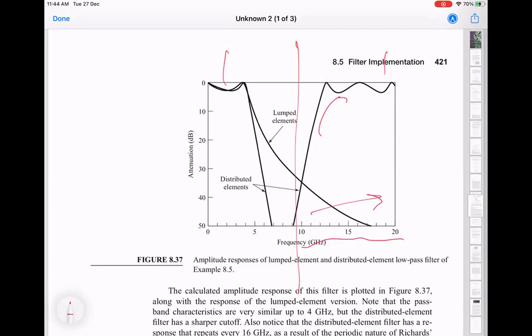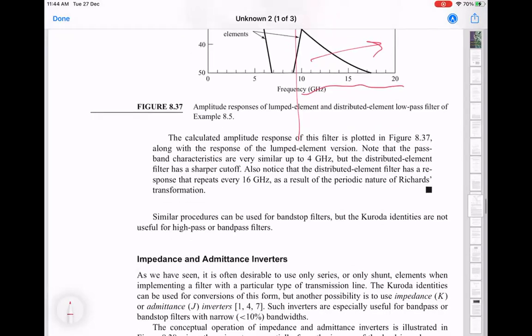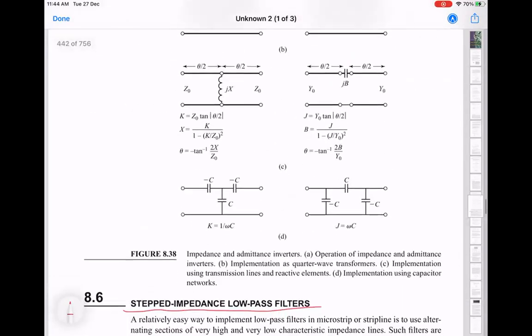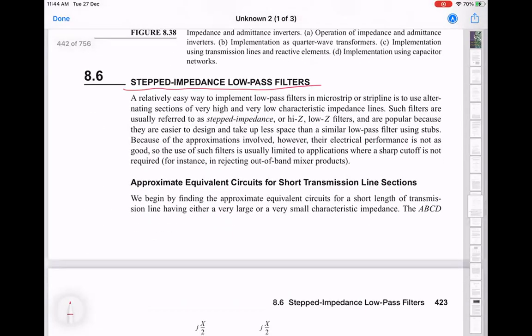But you could, for example, cascade filters having different cutoff frequencies to give you an effective response which is more suitable for your case, and that you can still construct with transmission lines as well. But that becomes more and more complicated.